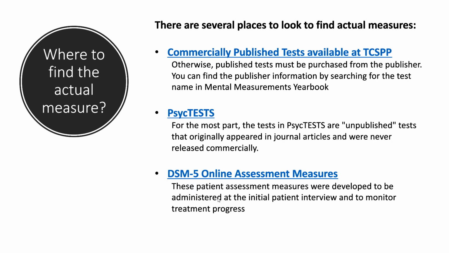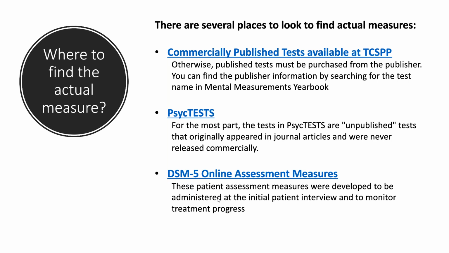All right, so the next thing is, once you've identified what surveys or measures you want to use, you want to then find it, right? So there's several different places that you can find actual measures. Of course, we do have some commercially published measures here at the Chicago School, and you can look on our website under Discover and Tests and Measures to find out what we have. Otherwise, published tests must be purchased from the publisher, and you can find the publisher information by searching for the test name in the Mental Measurements Yearbook.